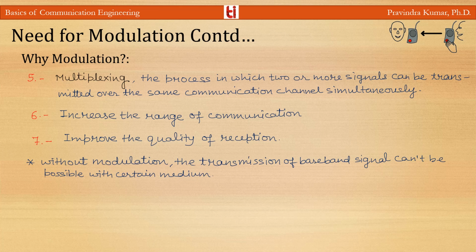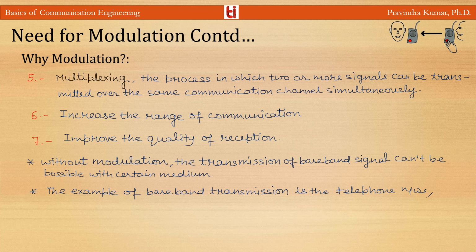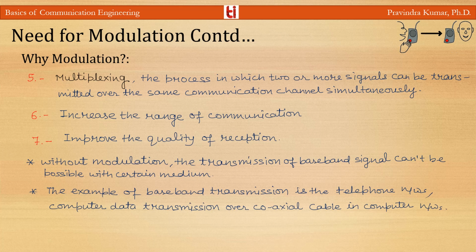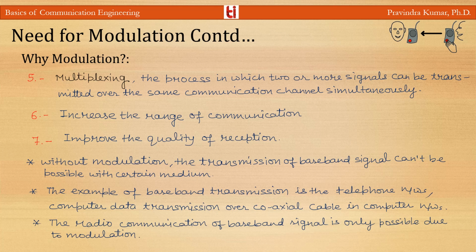Baseband signal transmission is the transmission of the original information signal as it is. An example of baseband transmission is the telephone network, where the sound signal is converted into an electrical signal and placed directly on the telephone lines for transmission. Another example is computer data transmission over coaxial cables in a computer network. And radio communication of baseband signals is only possible due to modulation.